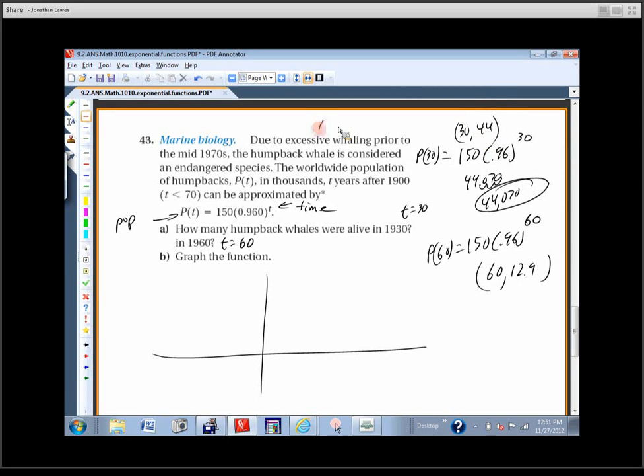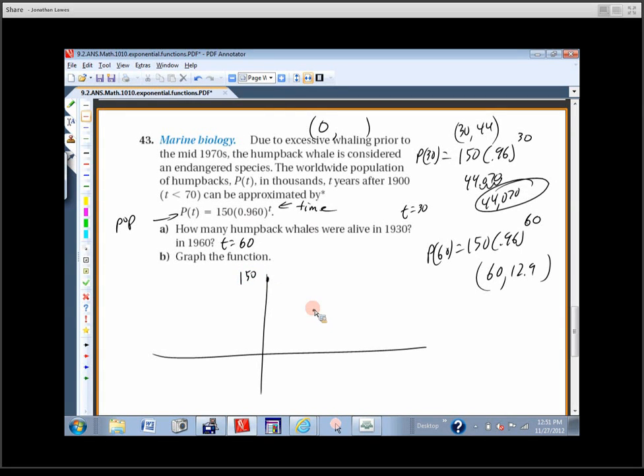What if I plugged in a 0? Don't say anything out loud. What if I plugged in a 0? Well, if this is exponential base 0.96 and I plug in a 0, what do I get out of this part of it? I get a 1. 1 times 150. So just like on the other ones, we stretch this. This is going to cross at 150.